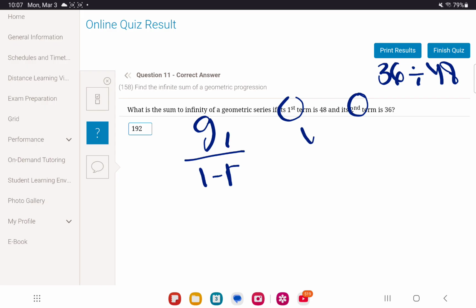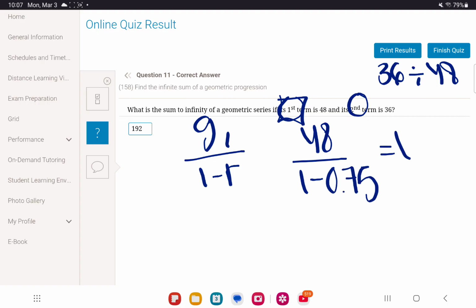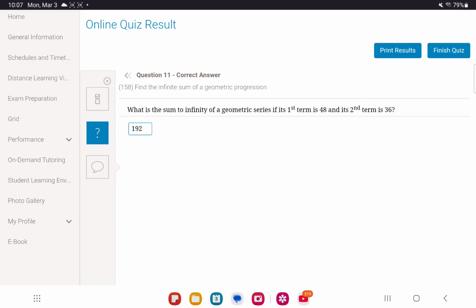So G1 is 48 because it's the first term, over 1 minus 0.75. Do that on your calculator, you get 192.